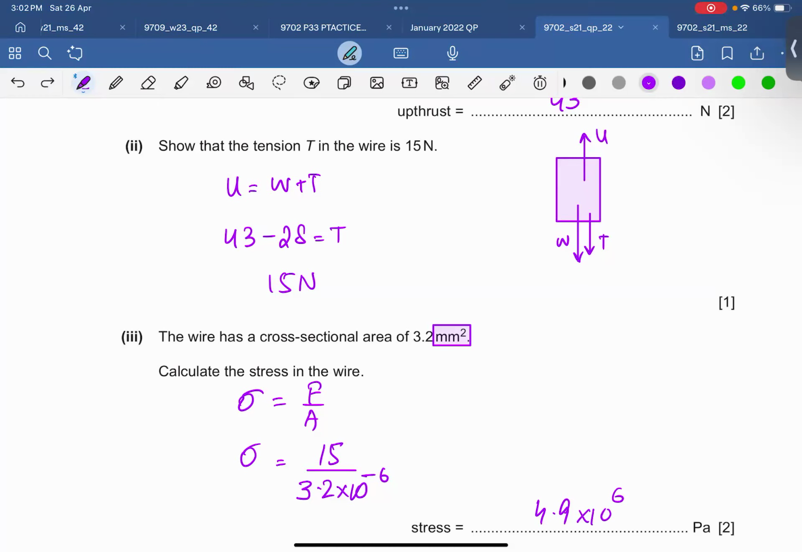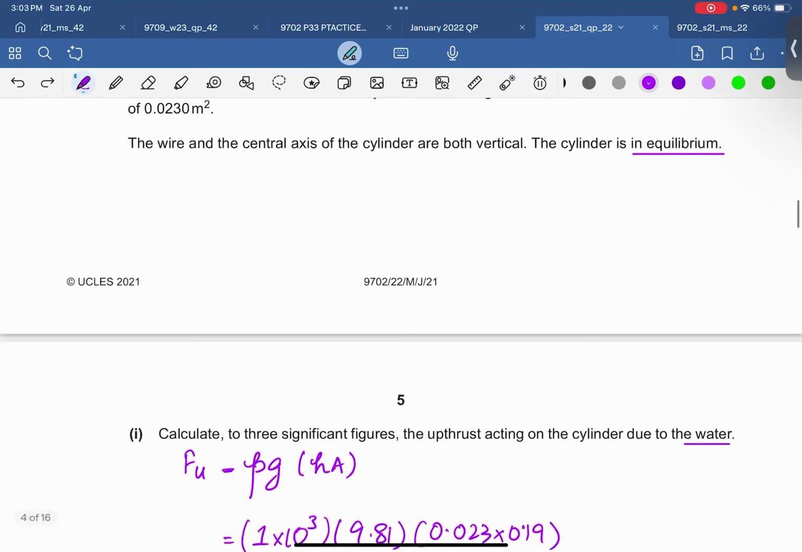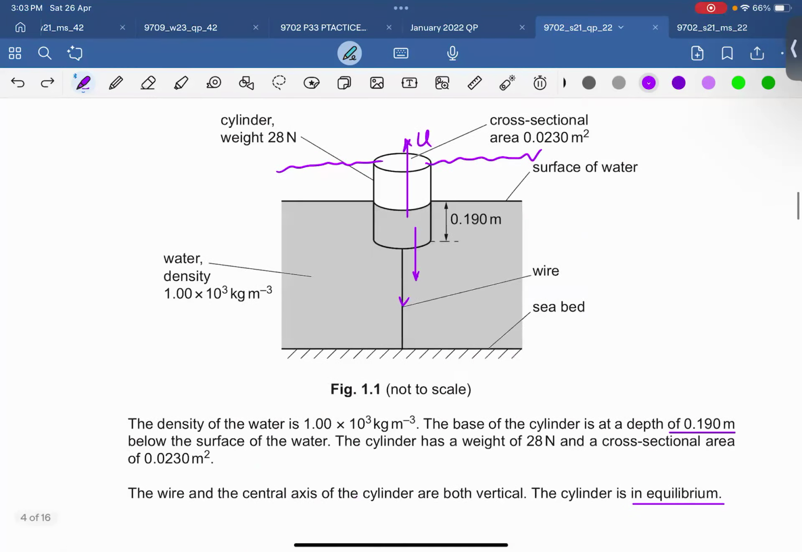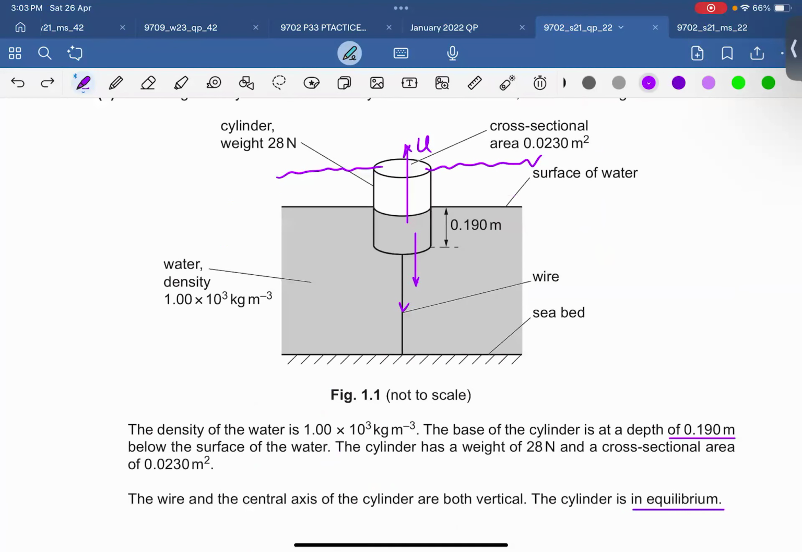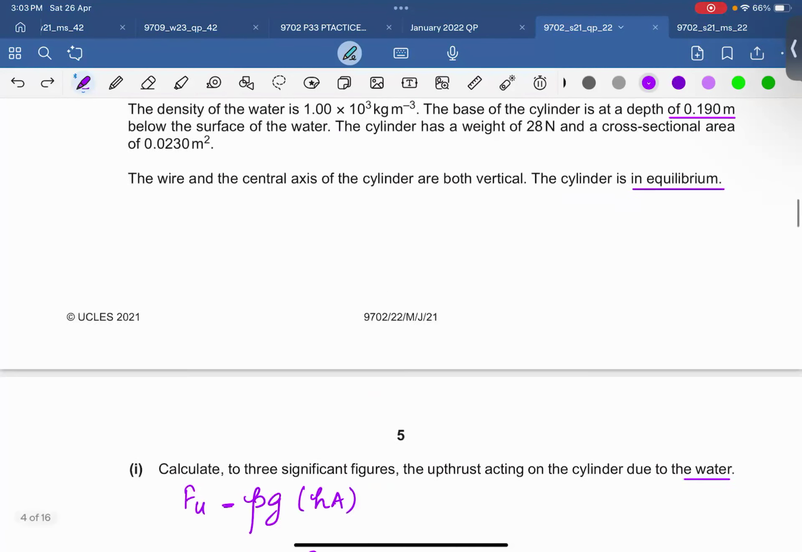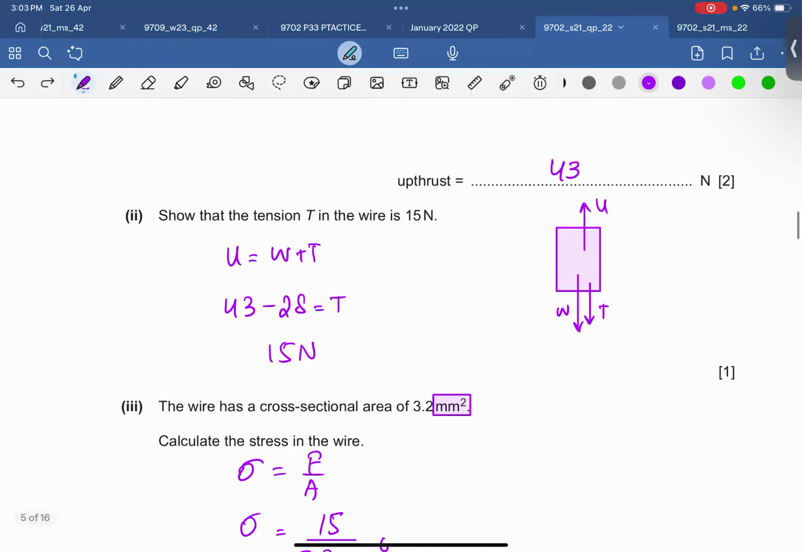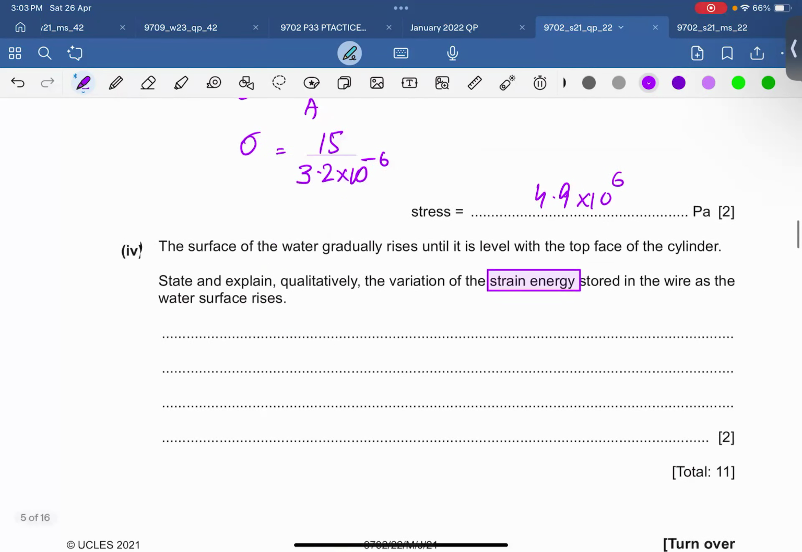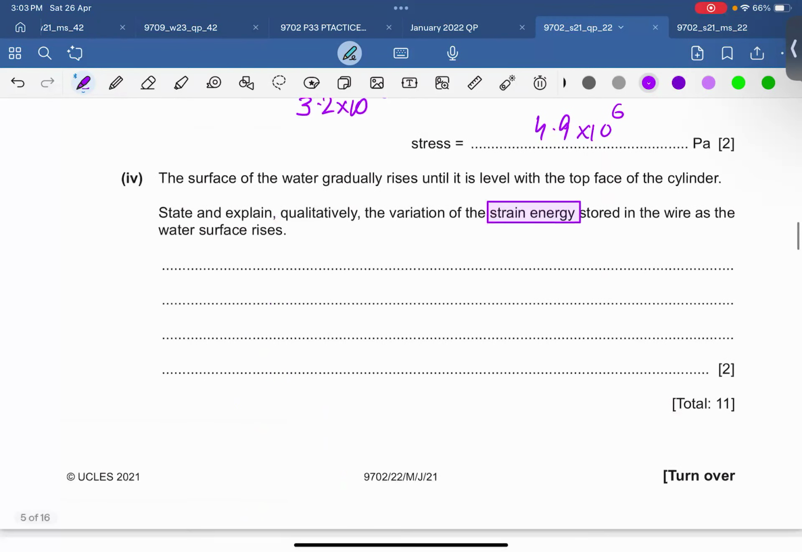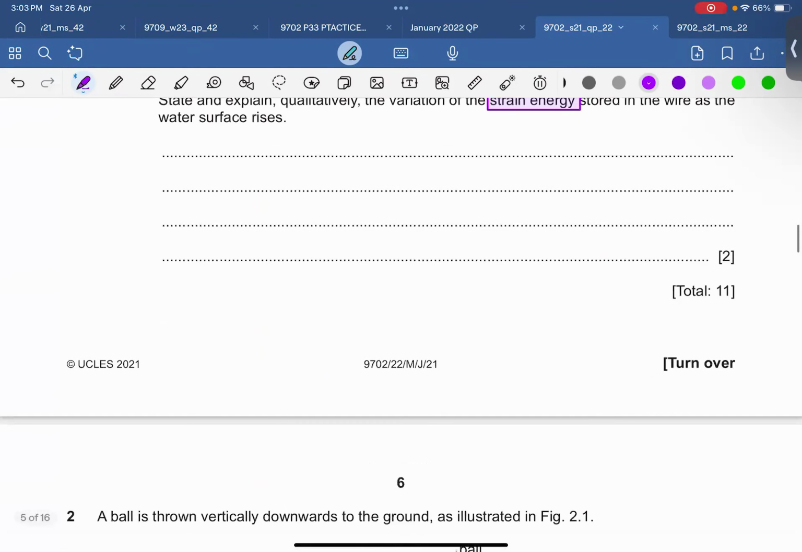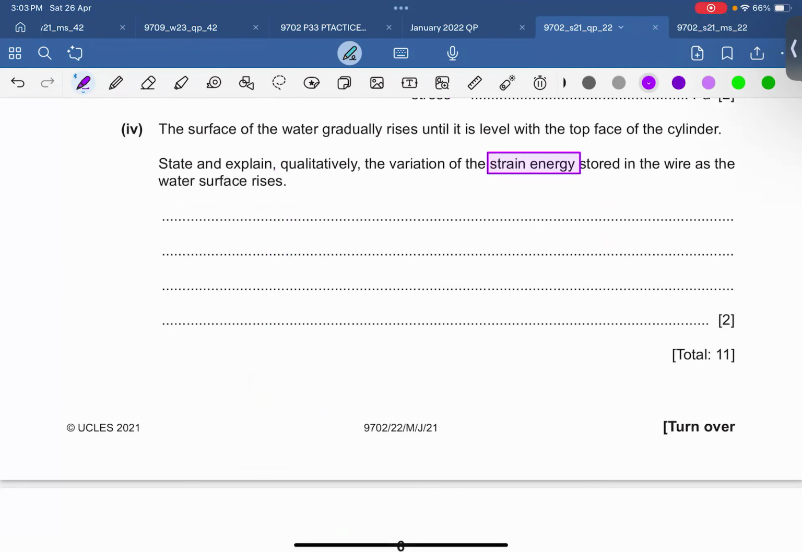नहीं ब्रो, आप ऐसा कहोगी कि when the volume of the displaced water increases, उससे आपका upthrust बढ़ जाएगा, right? And when the upthrust is greater, the weight is not changing, so when you subtract the weight, you'll get greater tension in the wire. Okay. जब tension increase होगी, there will be a greater force, और आपको पता है कि strain energy is half F times x होती है। So force increase हो गई तो strain energy will be greater. Okay, clear ना?